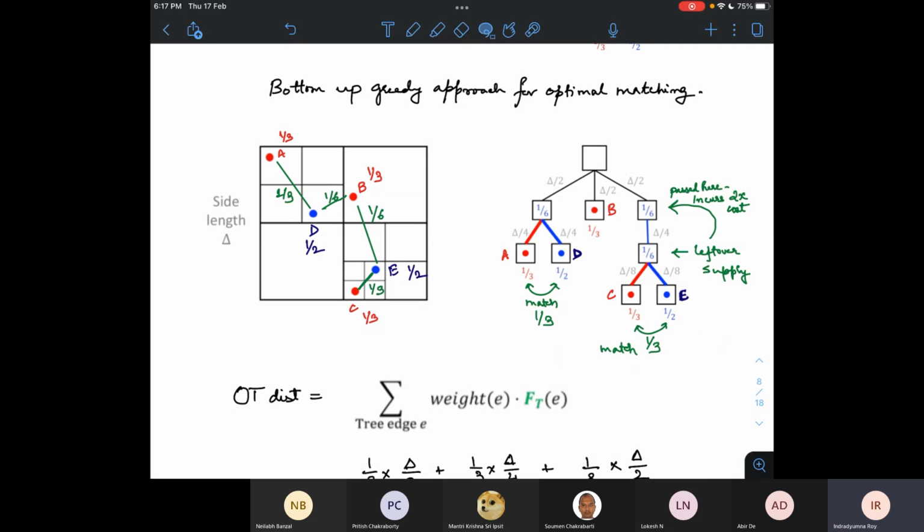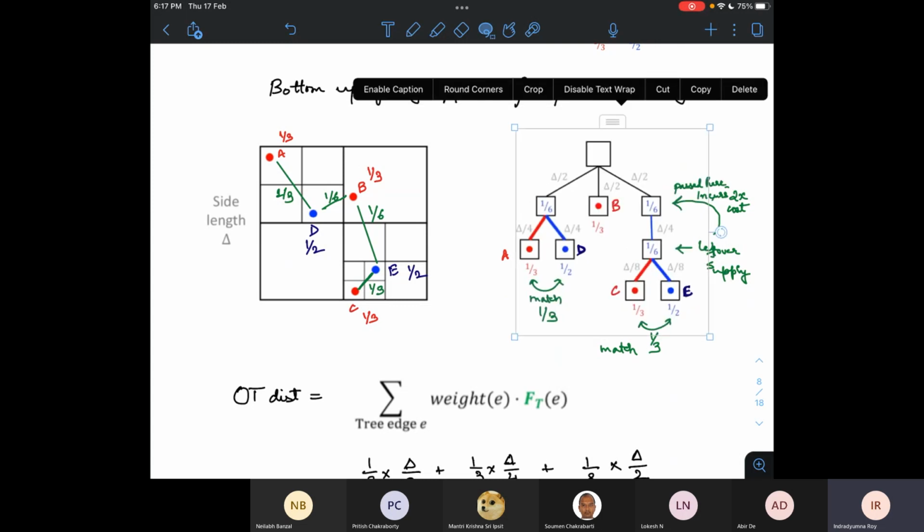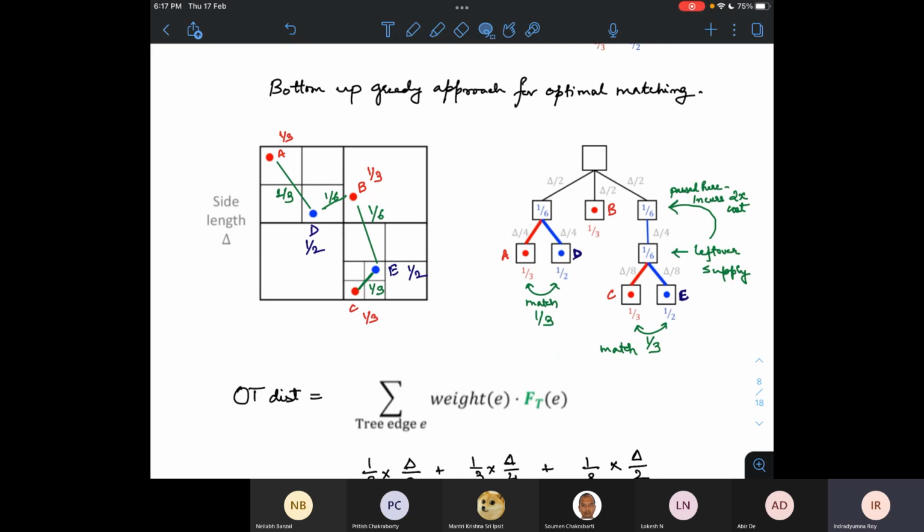And for that, in order to do the transportation action, your point has to traverse up this edge and meet at this common point. So that incurs that much cost. And then you see that there is some leftover supply. Just a personal terminology, I am calling the red points the demand and the blue points the supply. So you have some leftover supply here, and then that keeps incurring cost as you pass it up the tree.